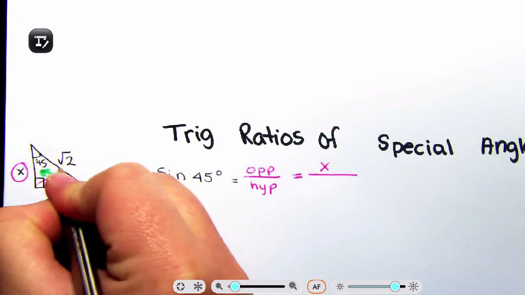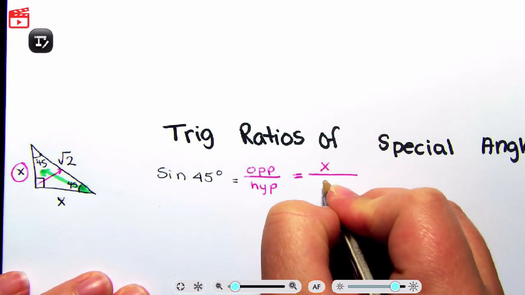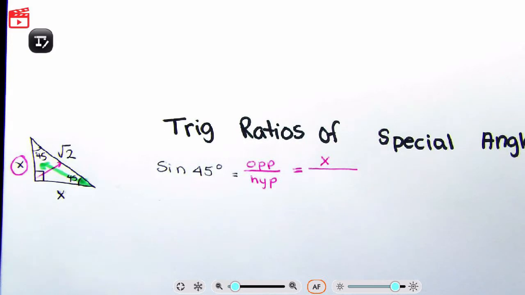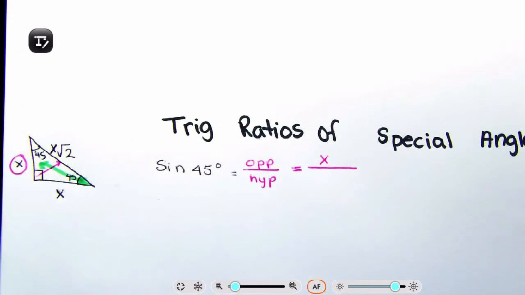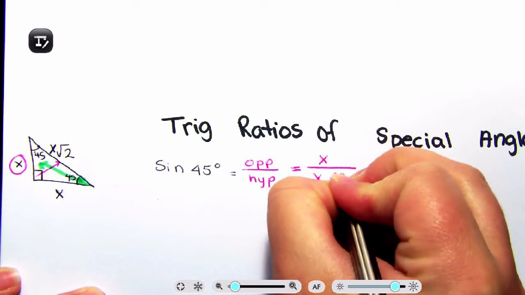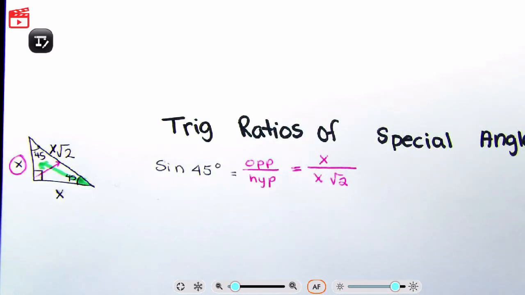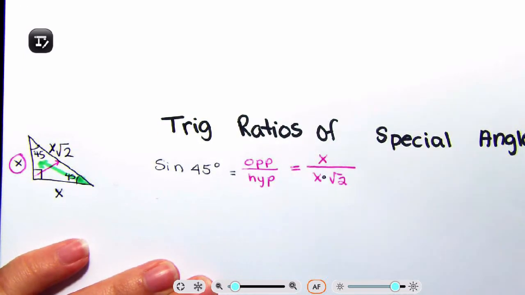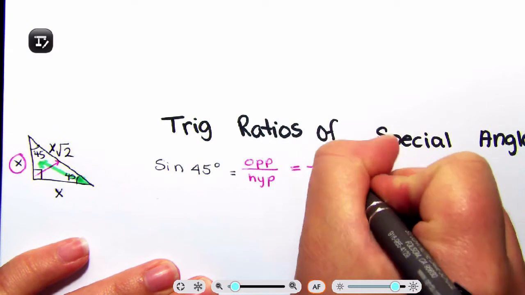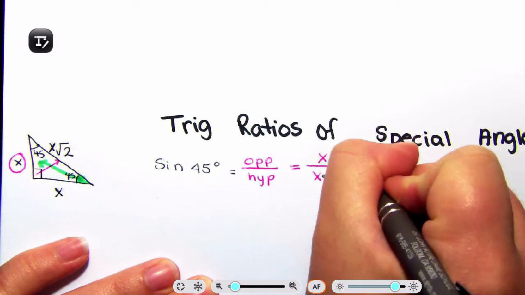hypotenuse is always across from the right angle, oh, I forgot an x here. That would have been bad. Hopefully you caught that before I did. x root 2. Now, in trigonometry, unless they ask you to round, you're not going to be using decimals. Fractions are your friends, and you always want to rationalize the denominator. So if you have a root 2, root 3, you always want to get rid of that. And the easiest way to get rid of that, because multiplication is king, is to take whatever root you have and multiply it top and bottom.